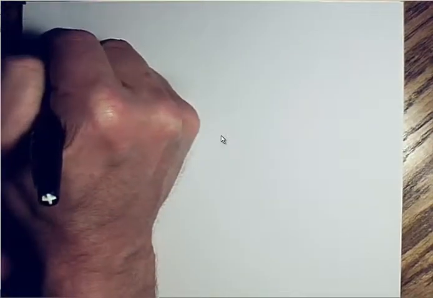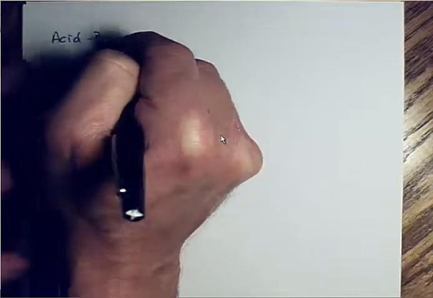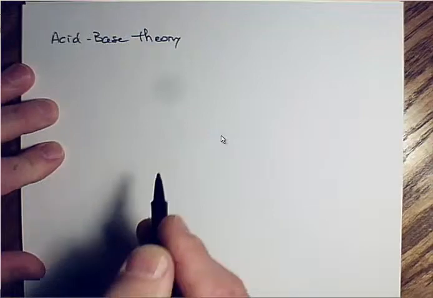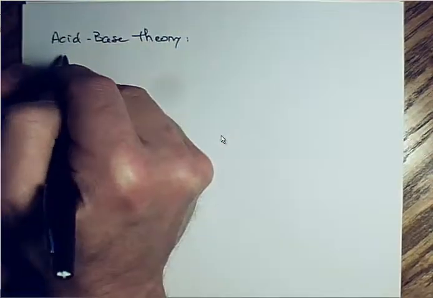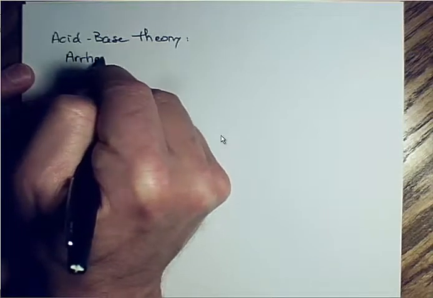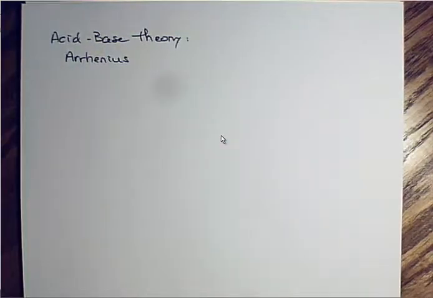The thing I want to do is to go through the three major theories of acids and bases. All right. And the first one is the one we've been using all year, and that's the Arrhenius acid-base theory.